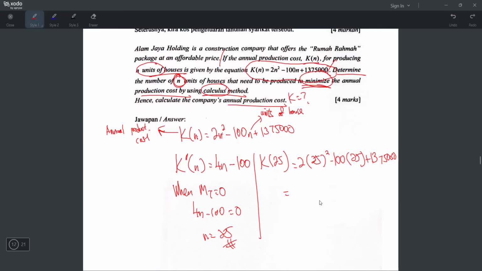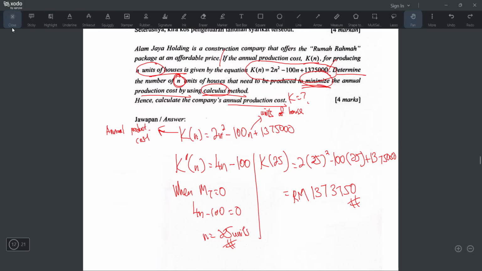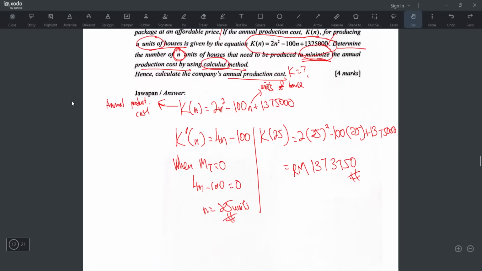Alright, the answer is 13750. And of course, this is cost, so it's better if you write the RM. The 25 I never write unit because that's okay. You can write unit because this one is unit of house, right? And this one is the cost, so that's why I write RM. Okay, hope you understand. This is how I would do it. Okay, I will continue.